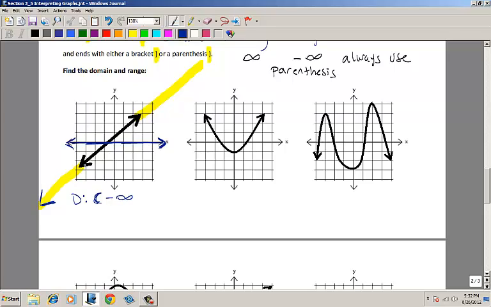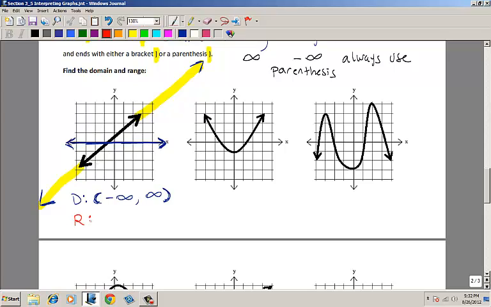Then I notice that I don't have any holes or jumps that I need to worry about. And I go to my next thing, and that's a right arrow. Well, that means to keep going up and right this way. So I'm going off towards the right on my x-axis. Well, that tells me that I'm going to positive infinity. So the domain for this relation is negative infinity to positive infinity.